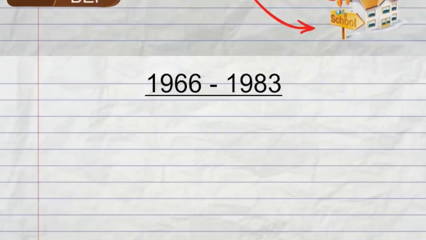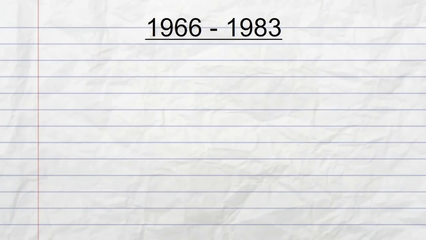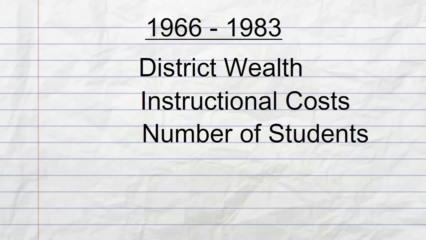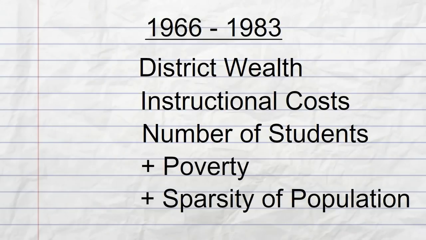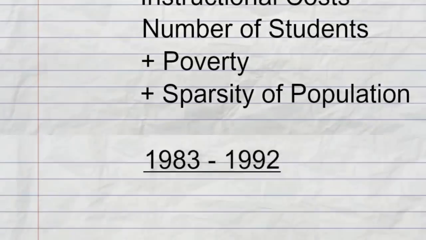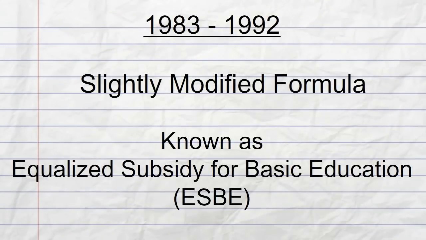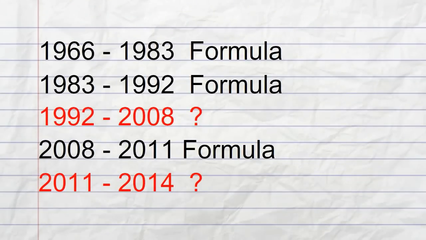From 1966 to 1983, Pennsylvania had a solid formula for distributing BEF that was based generally on district wealth, instructional costs, and number of students, with some additional support for poverty and sparsity of population thrown in. In 1983, PA modified this formula slightly and named it the Equalized Subsidy for Basic Education, commonly known as ESBE. ESBE remained in place until 1992. With the exception of a brief 3-year period from 2008 to 2011, in which another formula was in place, there has been no real formula for the distribution of BEF since 1992.